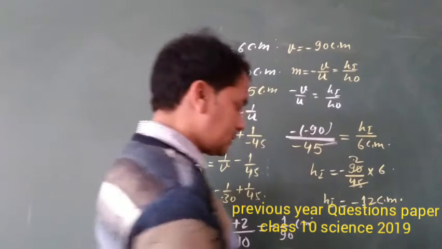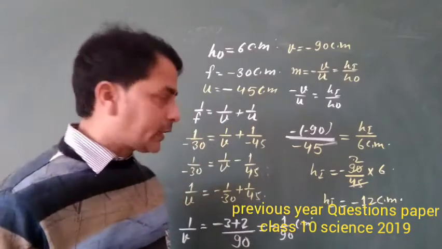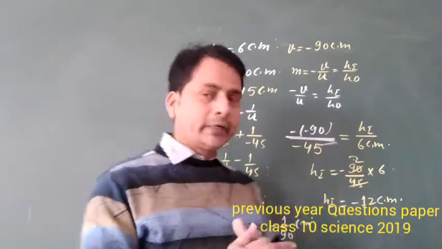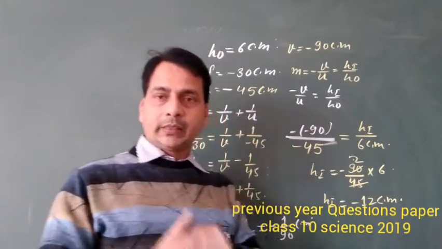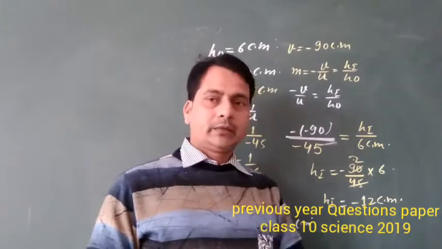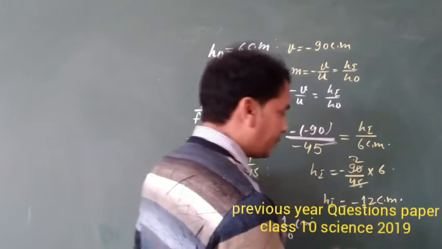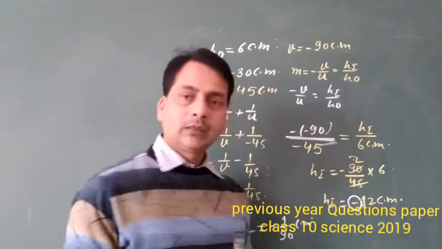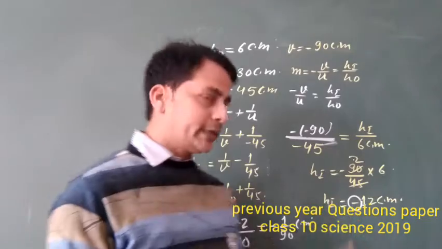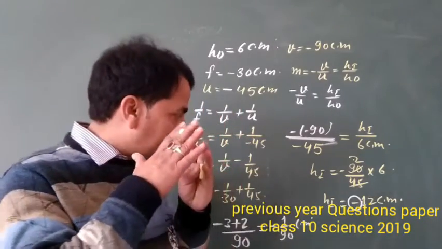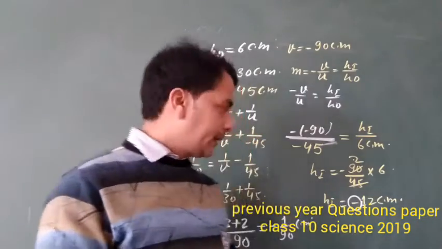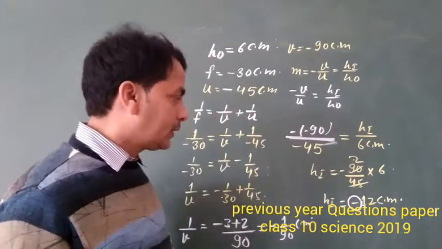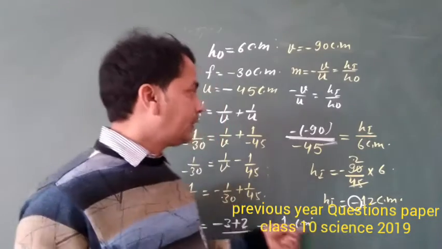So in this case, we know that the negative sign of the size of the image also indicates the nature of the image is inverted. So here the height of the image is negative, minus, and the negative sign also indicates the size of the image is below the principal axis. So that is called the inverted image.